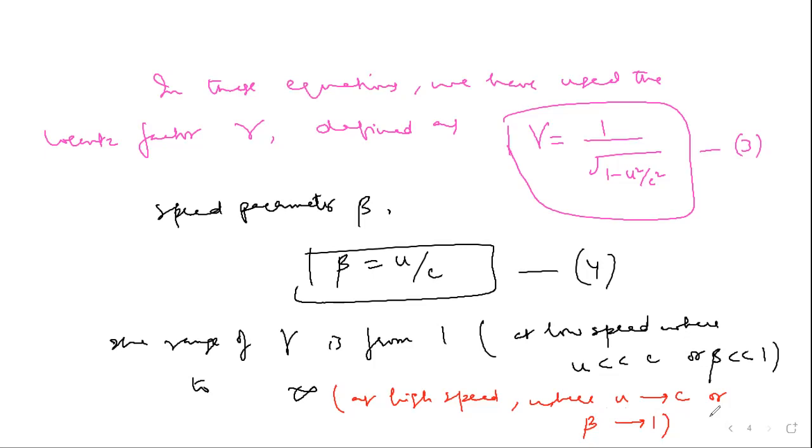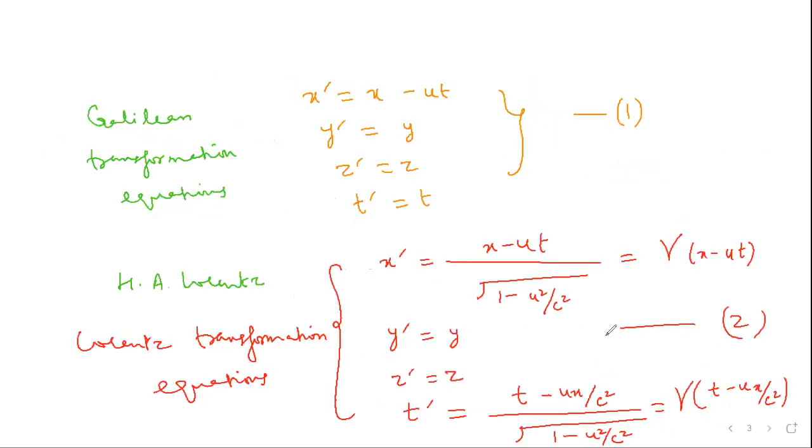Notice that the Lorentz transformation equations reduce to those of the Galilean transformation equations, that is equations 2 reduce to equations 1, when u is much less than c. And all classical results agree with the experiment when u is much less than c. Only at high speeds must we take relativistic effects into account, right?